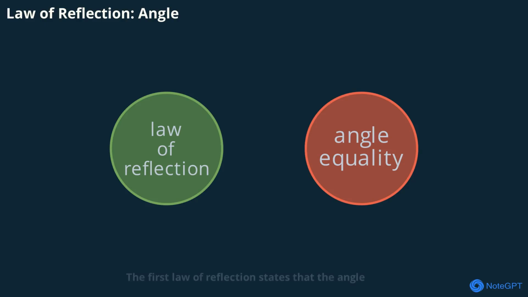The first law of reflection states that the angle of incidence is equal to the angle of reflection. This means that the direction in which light hits a surface is mirrored in the direction it bounces back. This law is fundamental in optics and explains why images in mirrors appear as they do.